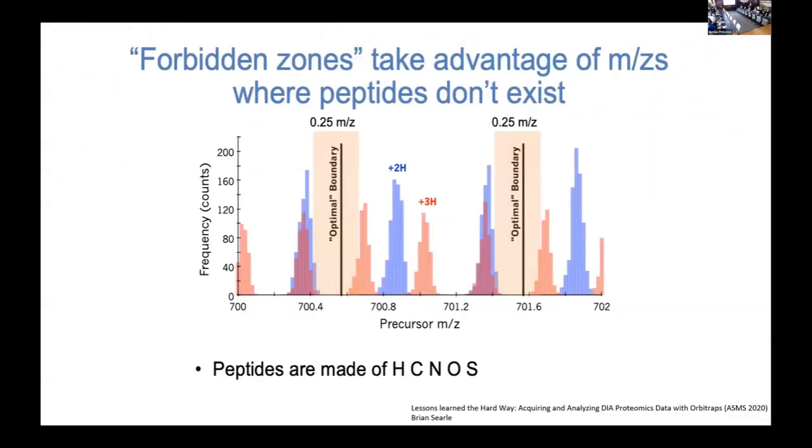One thing that was realized fairly early on was that there are forbidden zones for peptides where you don't see the mass. Because of the elemental composition of what peptides are made of, there are certain masses that you just don't see unless you're a non-standard peptide. Glycopeptides are not really going to fall within this, because the ratios are a little bit different.